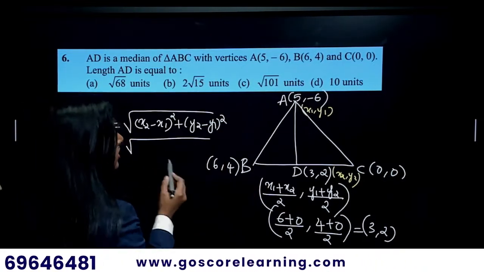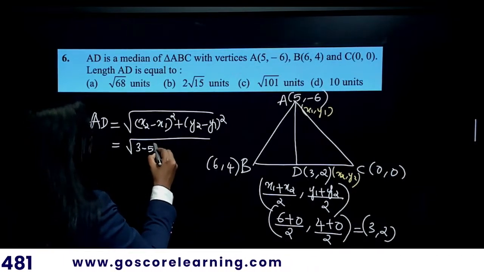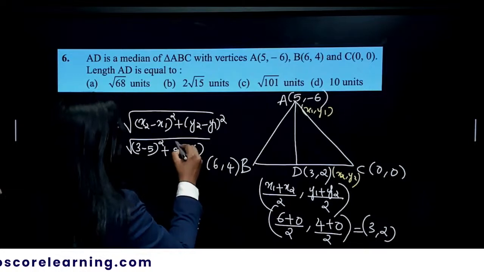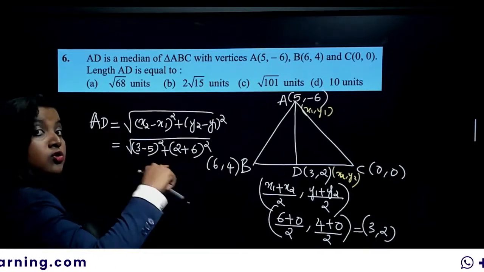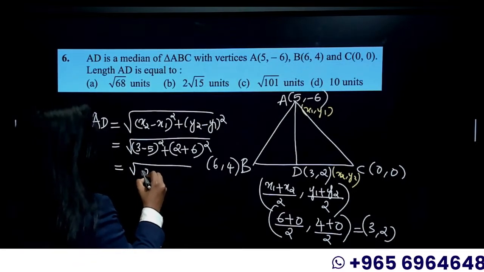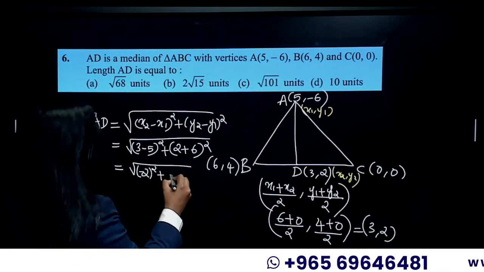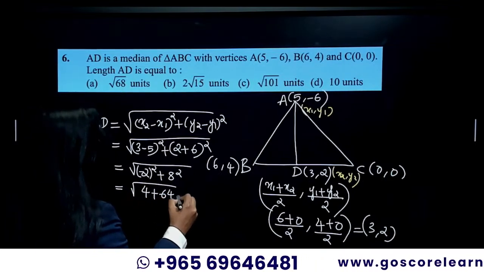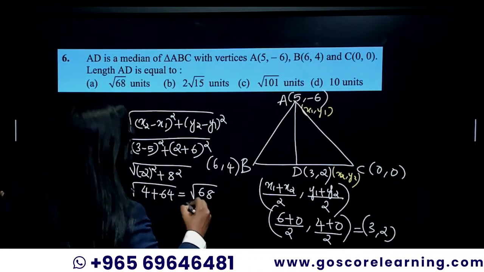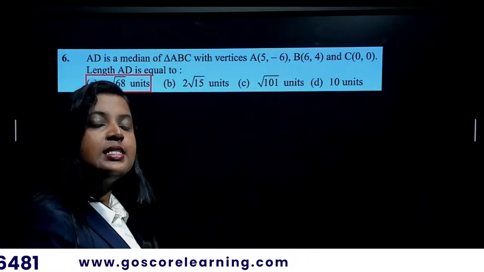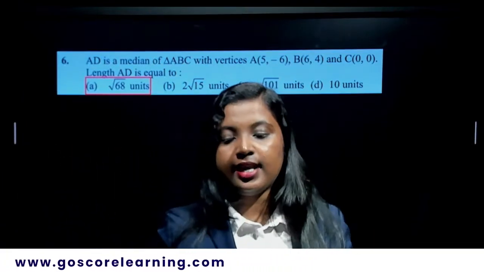So x2 here is 3. So (3 minus 5) whole square plus (2 minus 6), which is 2 plus 6, right? That is equal to root of (negative 2) square plus 8 square. That is equal to root of 4 plus 64, which is equal to root 68 units. Do we have an option like that? Yes, we have. Root 68, option A is the correct answer.